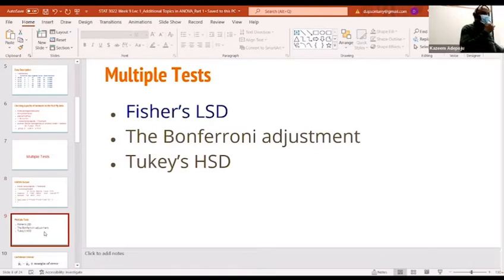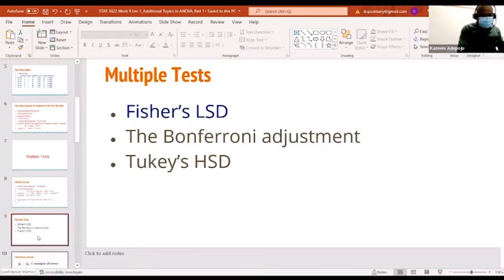But let me tell you this. We've got 3 types of multiple comparison tests. The very first one is what we call the Fisher LSD. The second one is the Bonferroni adjustment. And the third one is the Tukey HSD. In this class, I think I've walked you through the Tukey HSD, but what I want to tell you today are the situations where each of these comparison tests would be appropriate.